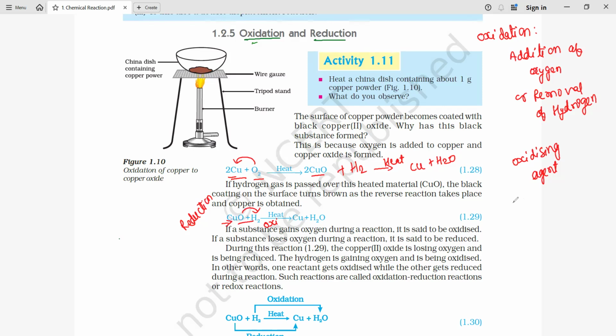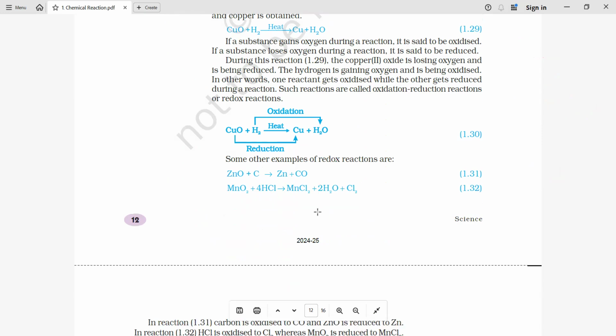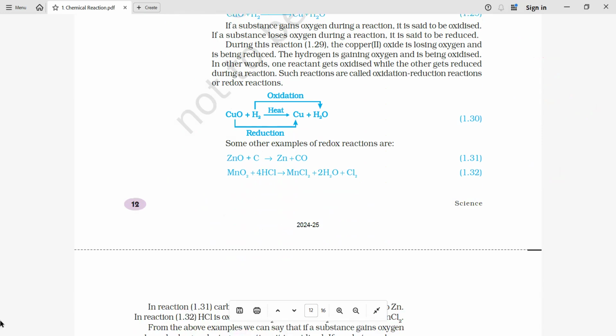So here copper oxide is going to provide the oxygen, so it is the oxidizing agent, and hydrogen is going to be oxidized. Hydrogen is converted into what? Water. So like this, in some reactions, oxidation and reduction both take place at the same time. So that discussion we have here in detail. Any doubt? Did you not understand something? You can write in the comment box.